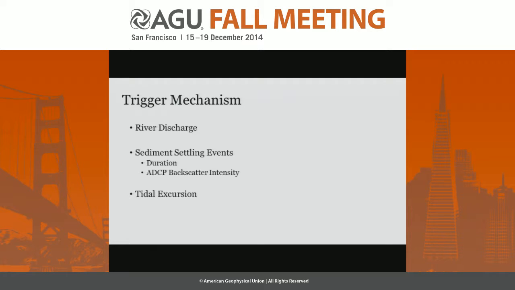So my trigger mechanism: studying the conditions at which these events are observed. The conditions I'm looking at for the 3 events in 2008 and the 1 event in 2012 are similarities in river discharge, sediment settling events, both in duration and the ADCP backscatter intensity, and finally the tidal excursions during those times.